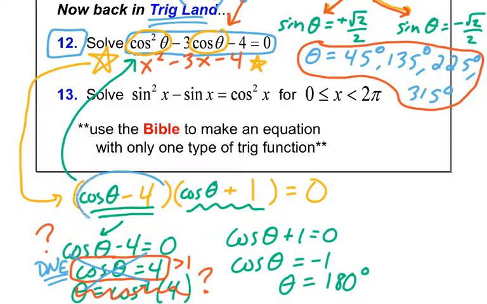Anytime you get to this kind of point where you get an answer where the cosine or the sine is greater than 1 or less than negative 1, it doesn't exist. It just doesn't happen, so you can cross it out. So that part of the problem doesn't work. The only answer to this entire problem is this one here. And that's number 12. I'm going to pause, and we're going to finish up number 13 and 14 together.